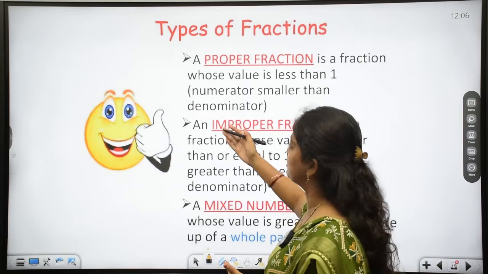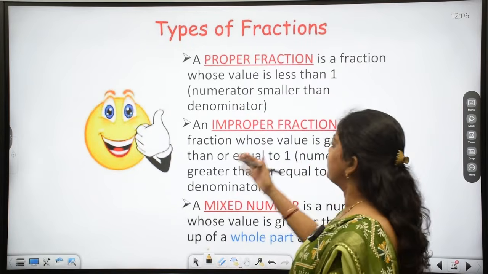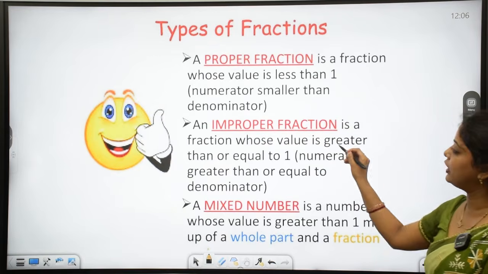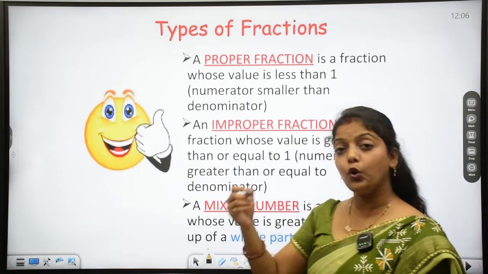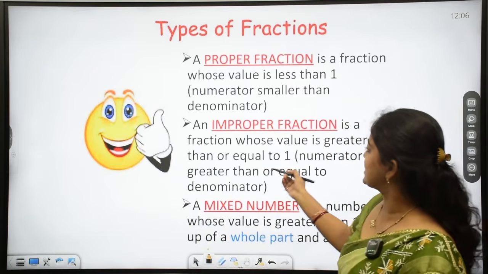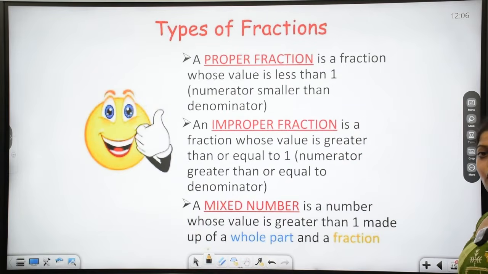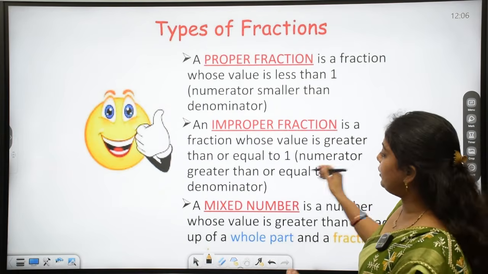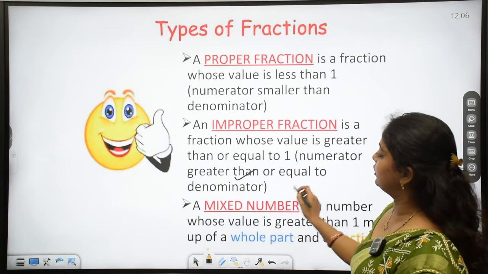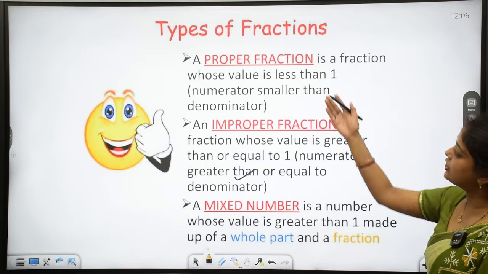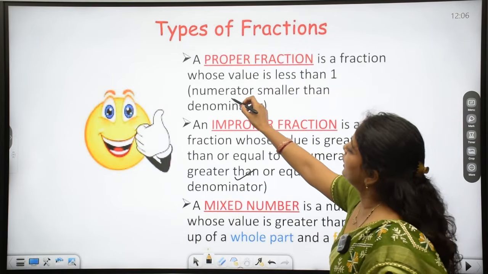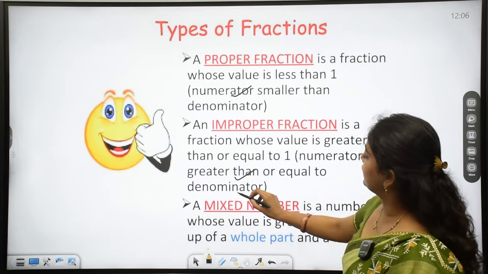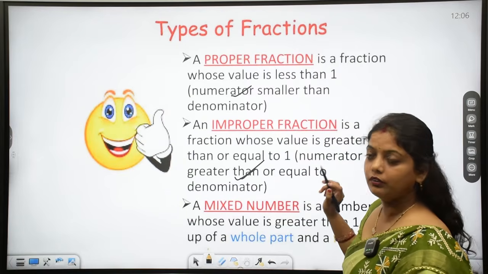This is just opposite to the proper fraction. In an improper fraction, the value of the fraction is greater than 1. A fraction whose value is greater than 1 or equal to 1 is known as an improper fraction. Also, simply we can say a fraction in which the numerator is greater than the denominator is known as an improper fraction. They are just opposite. In proper, the numerator is smaller than the denominator, and in improper, the numerator is greater than the denominator.